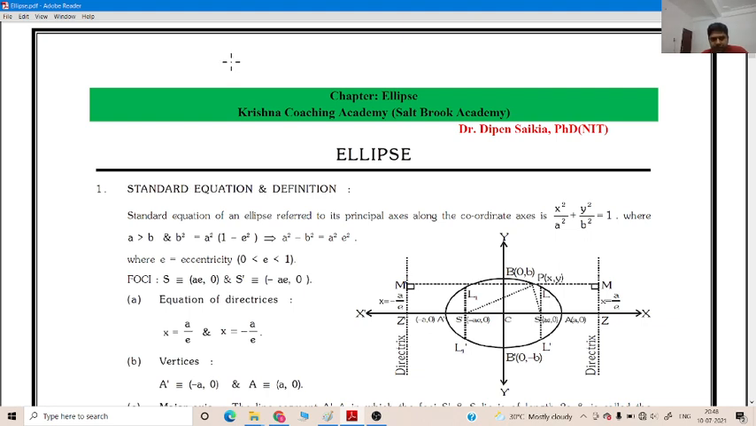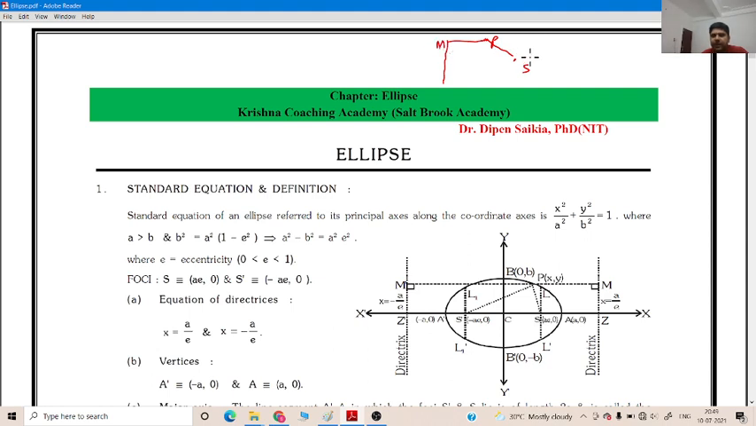This constant ratio is generally denoted by the symbol E, known as the eccentricity of the ellipse. Consider a fixed line, and a fixed point S. Consider a point P, and draw the distance from P to the fixed line, meeting it at point M.